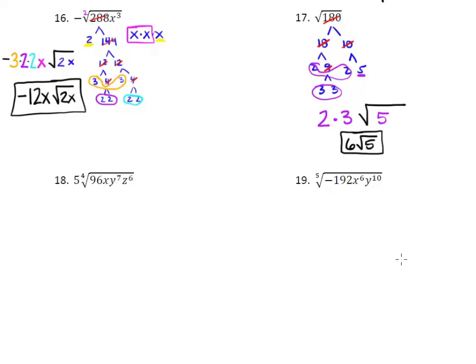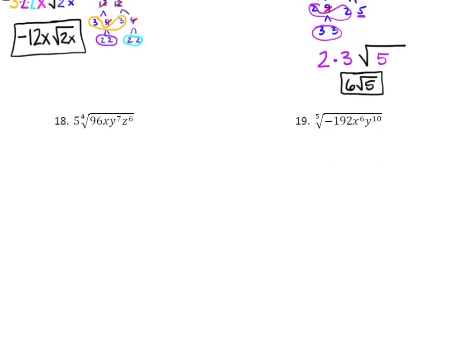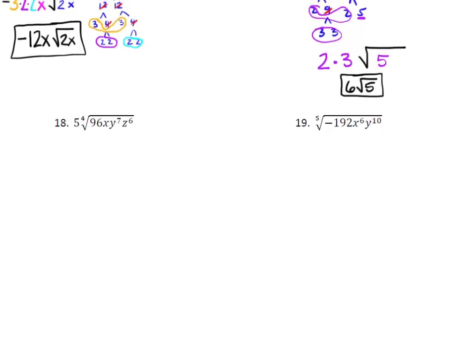Okay, last two, 18 and 19. This time we are looking for things that come in fours. So let's break up the 96. 96 is divisible by 2. It's 2 and 48. 48, we can do what? 4 and 12, right? And let me show you a little sneaky trick.